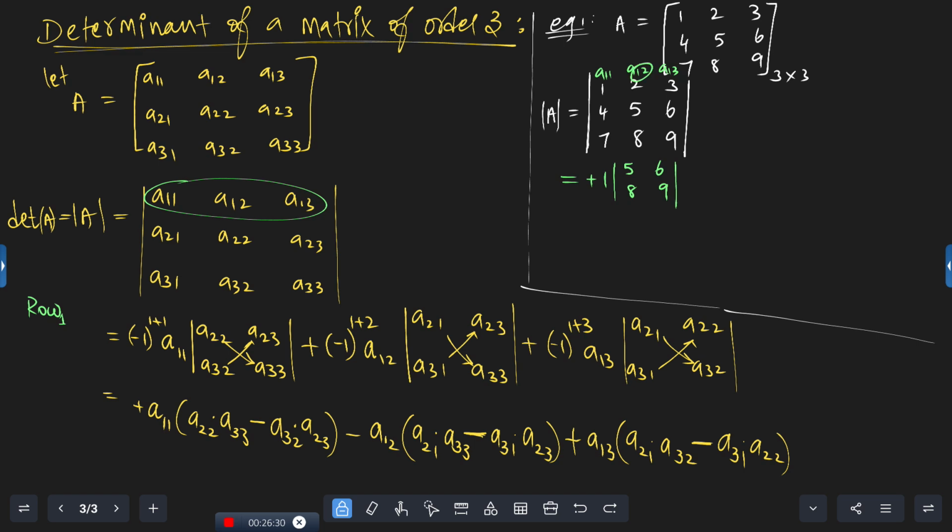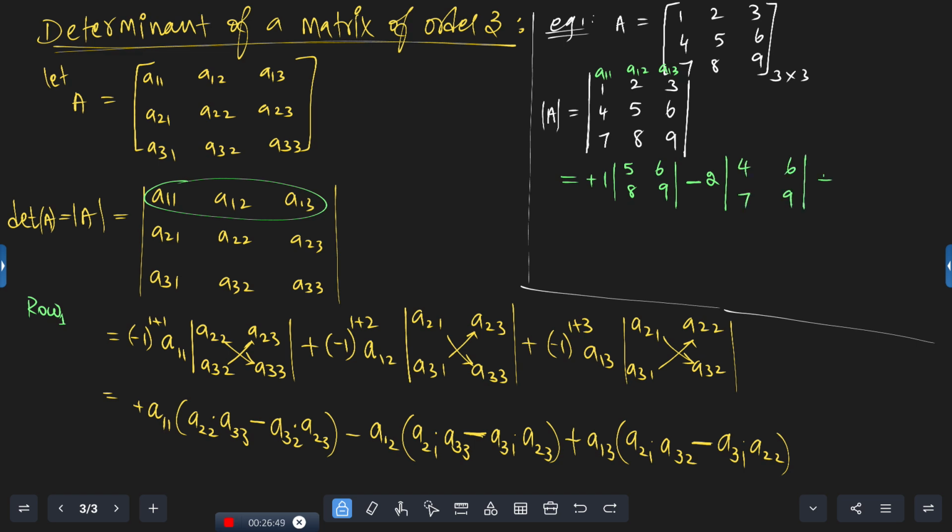And the second means 1, 2. 1 plus 2 when you add is 3. 3 means odd number. Odd number comes negative. And what is the element we have? 2. 2 you just write. And the row and column of the 2 if you strike out, 4, 6, 7, 9.